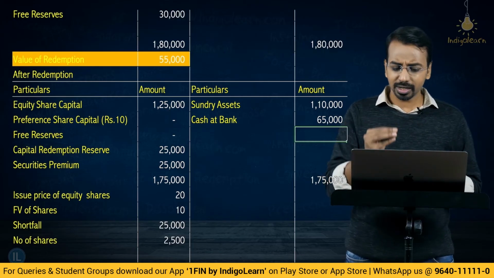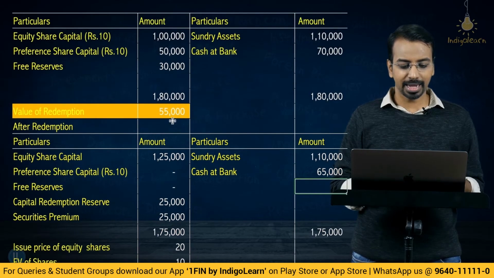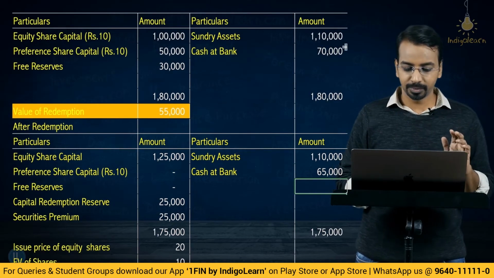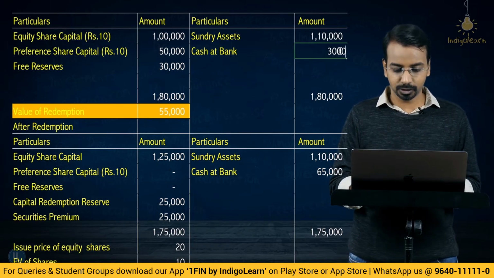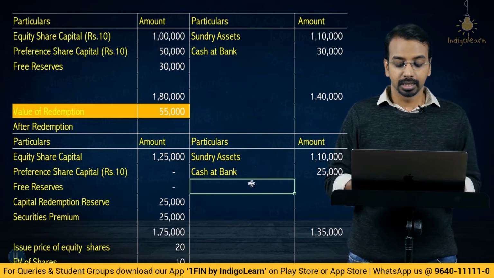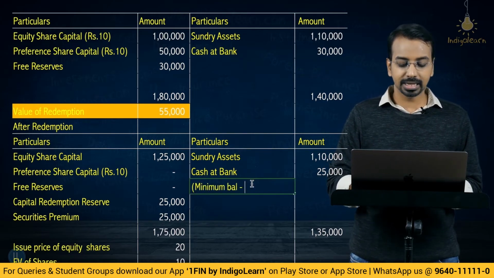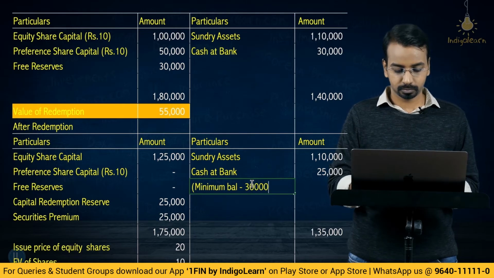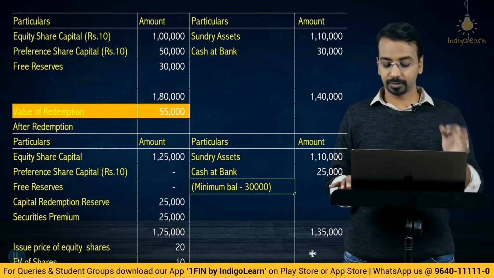So this is how you need to check the CRR requirement and calculate the number of shares that need to be issued. Now let us do one more change to this example. Let us say that free reserves is 30,000, cash at bank is 30,000, okay, and there is a minimum balance requirement of 30,000.